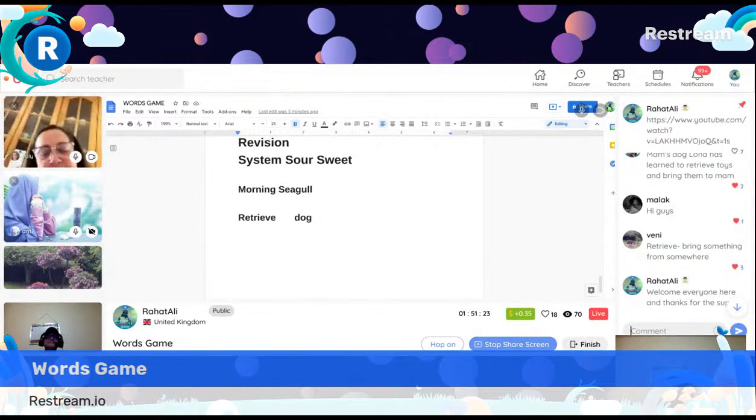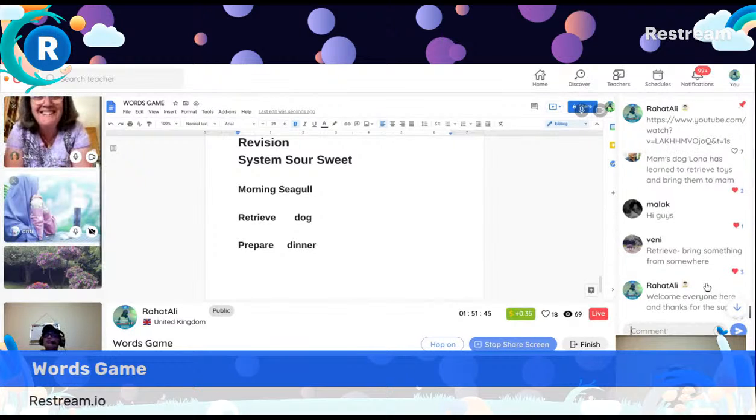Prepare dinner. Oh, that's very easy peasy. That's too easy. That's right. They prepare dinner every day. Well, they need to know how to talk about it in English, right? Yes, so you have to make three sentences in that case. Yeah, three sentences, please. Benny and Auntie, because every day they prepare dinners.